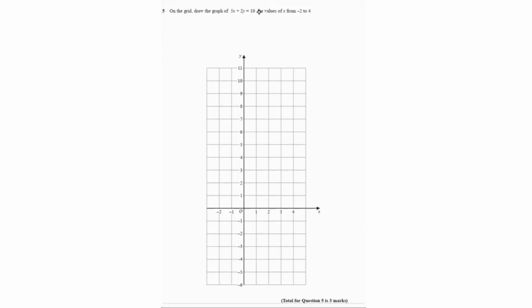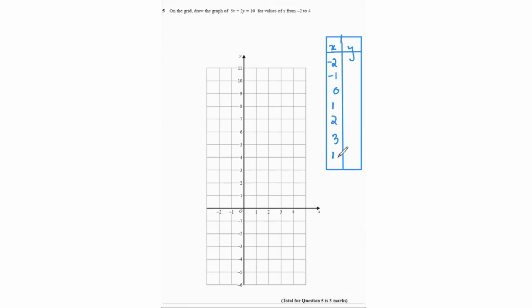Over here, they haven't given you the table of values, but they have identified the values of x, that the range of values is from negative 2 to 4. They have identified the equation as well, and they want you to create a graph for it. So you can use the same method as you learned. You can create your table. We have x and y. X is from negative 2 to 4. So negative 2, negative 1, 0, 1, 2, 3, 4.